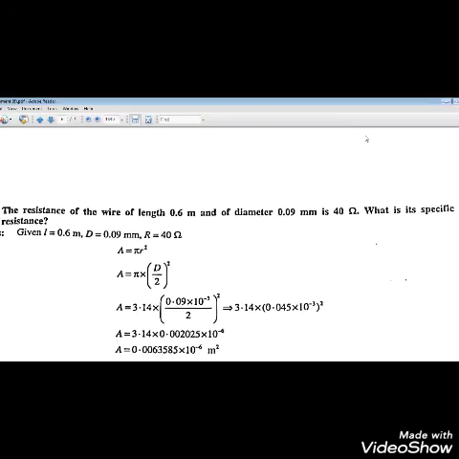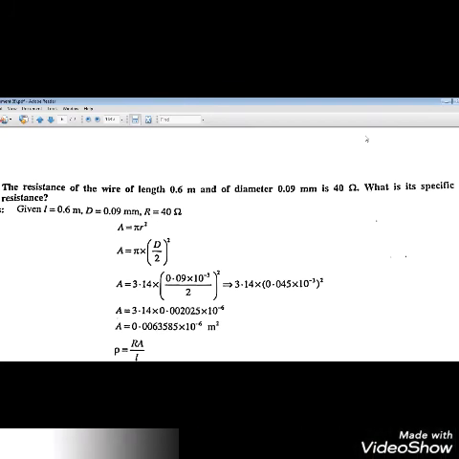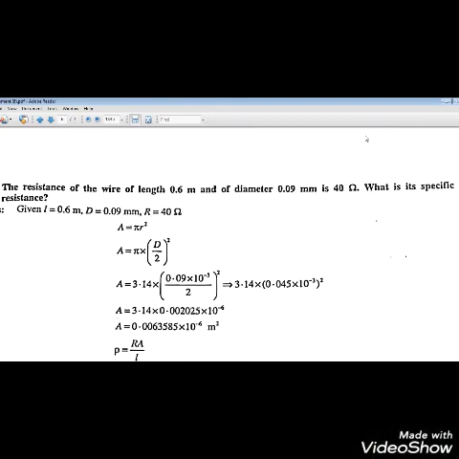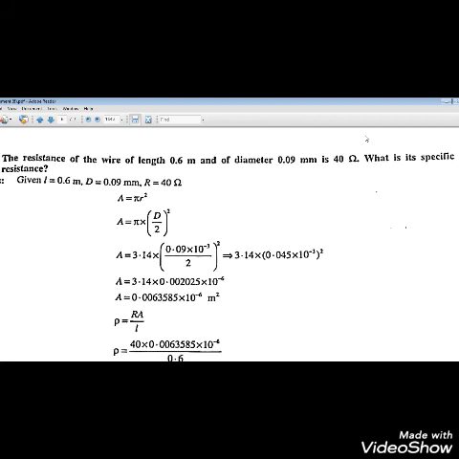Okay, let us take the last problem of this class. The resistance of a wire of length 0.6 meter and diameter 0.09 millimeter is 40 ohm. What is its specific resistance? This problem is regarding specific resistance. They have given the length of the wire as 0.6 meter, the diameter D as 0.09 millimeter, and the resistance R as 40 ohms.